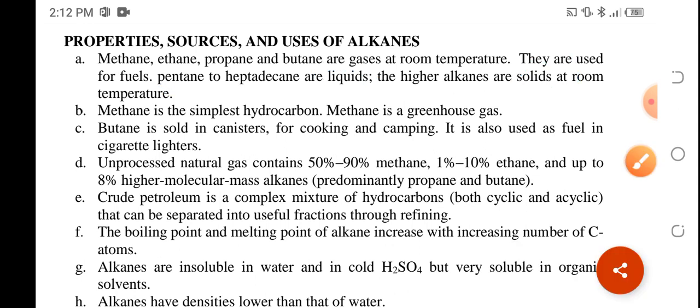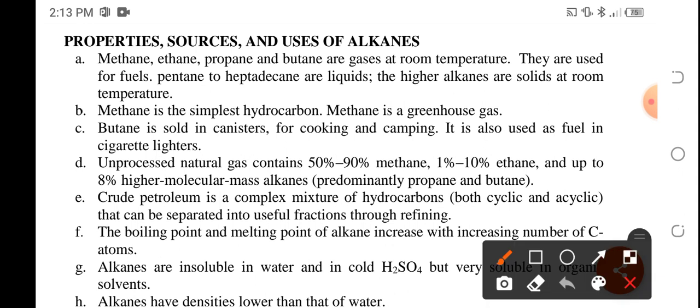Okay, methane is the simplest hydrocarbon. It has one carbon atom. Okay, so methane. And also it is one of the greenhouse gases. Kasama niya si carbon dioxide as greenhouse gas.